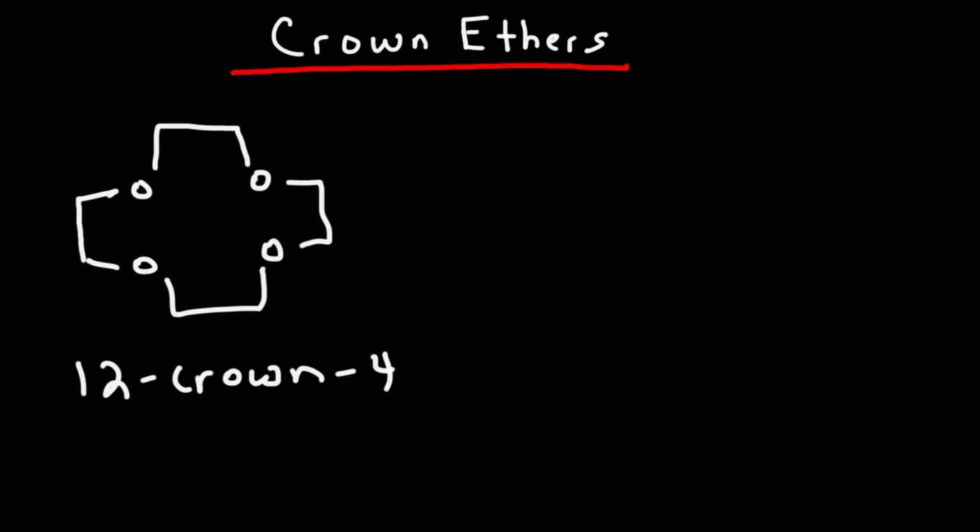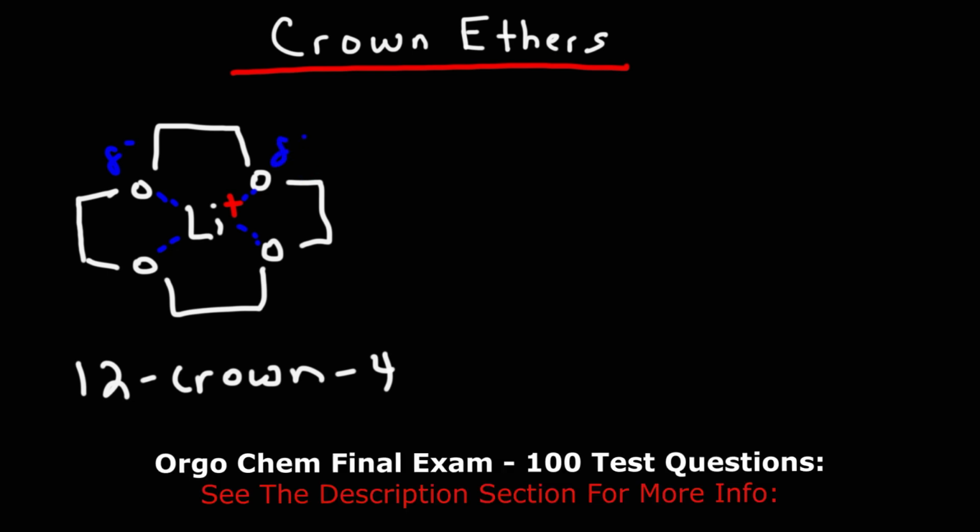Now the internal cavity of the 12-crown-4 ether fits well for the lithium ion. This crown ether does a great job in solvating the lithium ion. Oxygen has a partial negative charge, and each of these four oxygen atoms is attracted to the positively charged lithium cation.